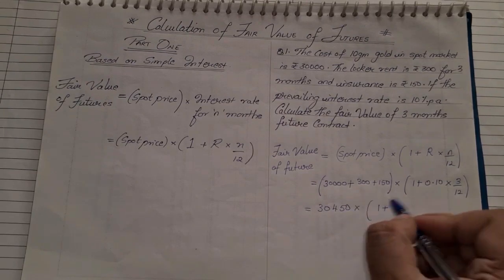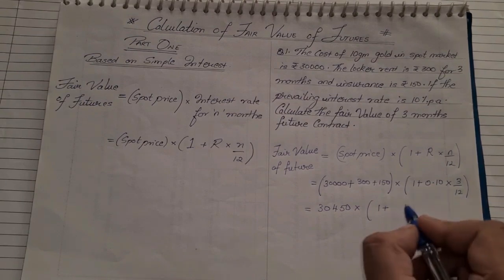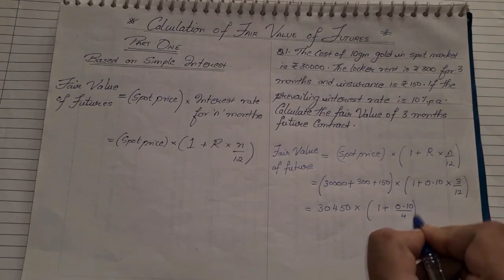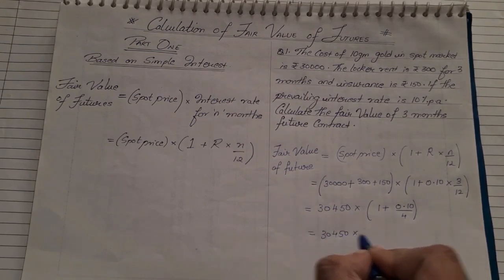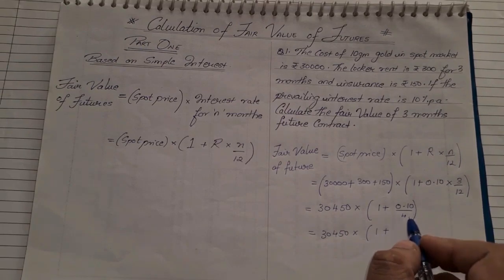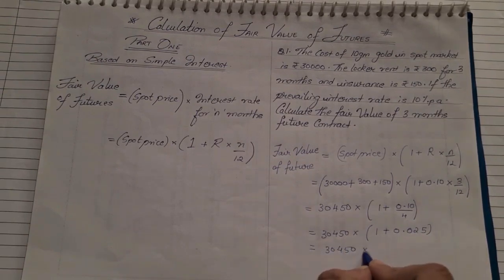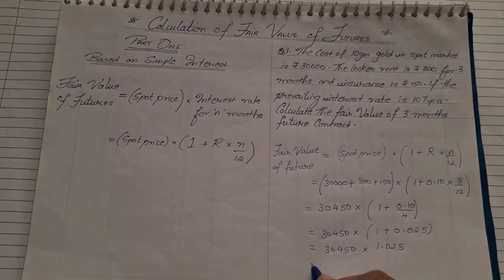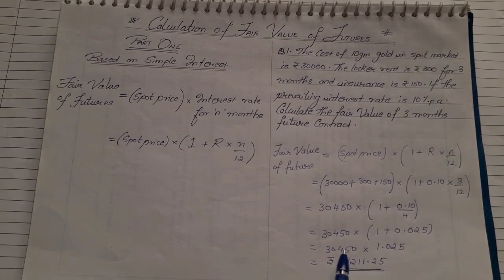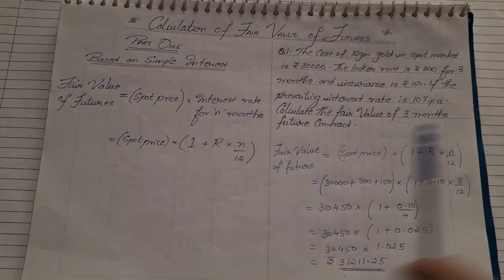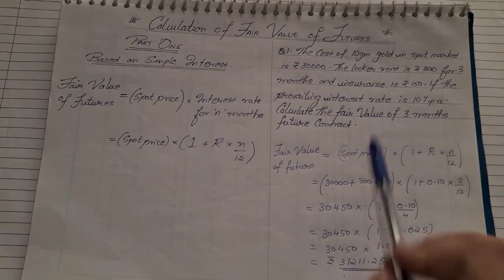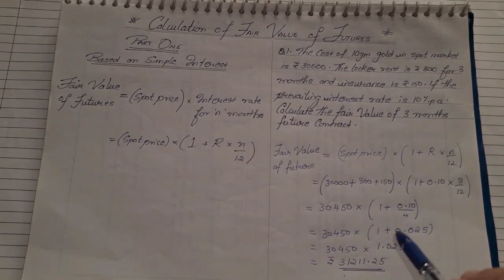30,450 into 1 plus, now 3 divided by 12 is 1 upon 4, so we will take it as 0.10 upon 4. So 30,450 into 1 plus, now 0.10 divided by 4 will give you 0.025. So finally we have 30,450 into 1.025. You multiply them and you will get your final answer as rupees 31,211.25. So the fair value of future for 3 months is 31,212.25. Very simple sum, just apply the formula, substitute the values and get your final answer.